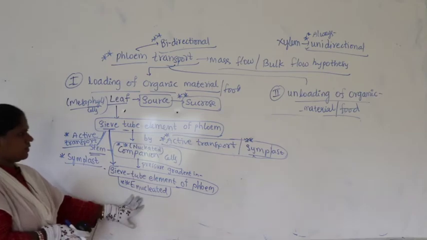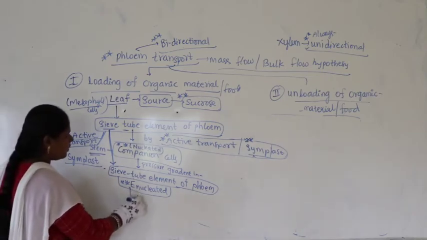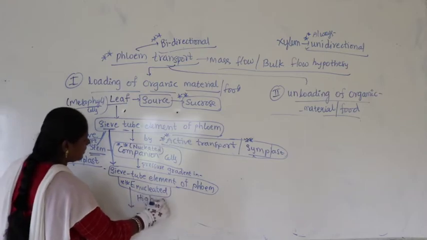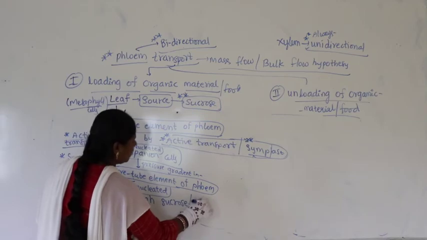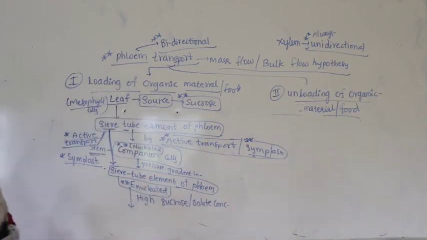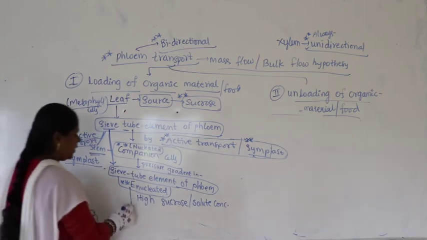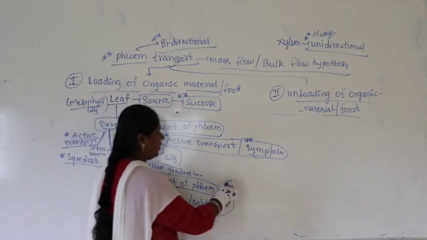From there, what does it cause? High sucrose concentration, or we say high solute concentration. When it causes high solute concentration here, then what happens? It will take water. It will take water from where? It will take water from the xylem.